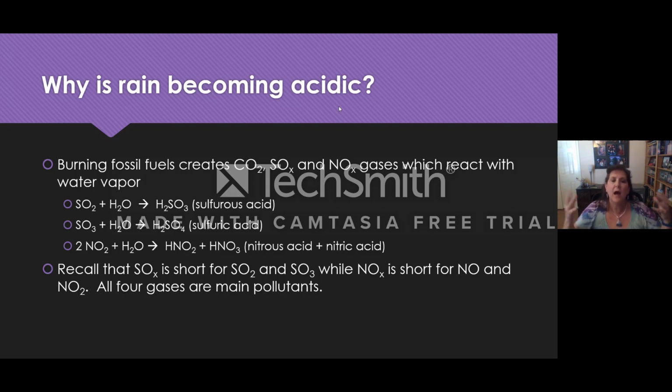All of those up in the sky combine with water and clouds and make these acids that then rain down on us. Now you should remember SOx with an X is short for SO2 and SO3, while NOx with an X is short for NO and NO2. All four gases are main pollutants. We learned about them in Chapter 1. So all four of those gases, SOx and NOx, are primary main pollutants.